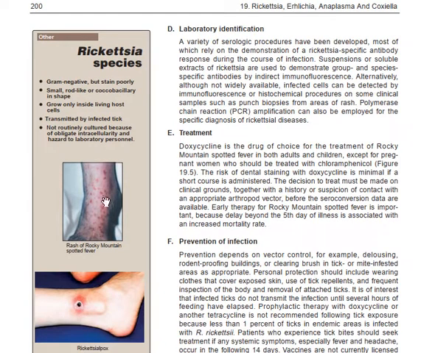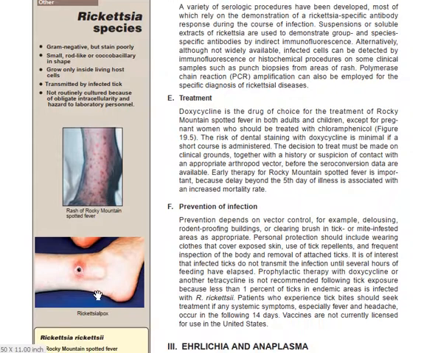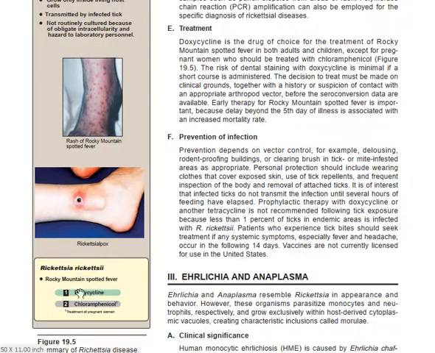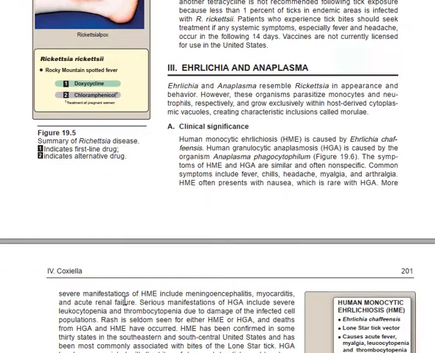This is the rash of Rocky Mountain spotted fever, and this is the rash of rickettsialpox. Rickettsial diseases like Rocky Mountain spotted fever are treated with doxycycline as first line and chloramphenicol as second line.